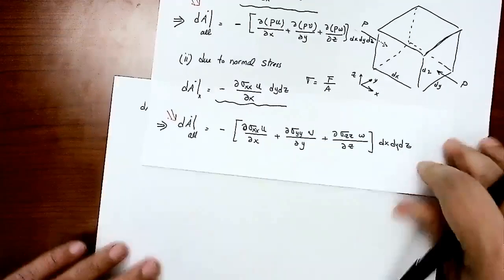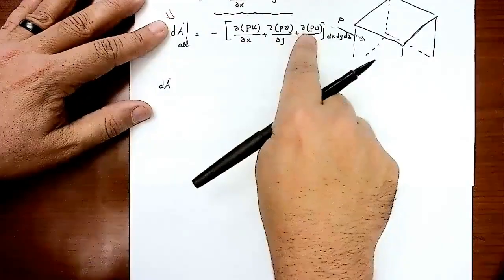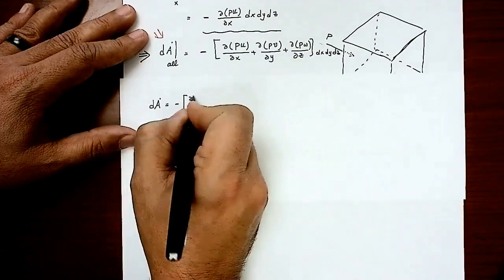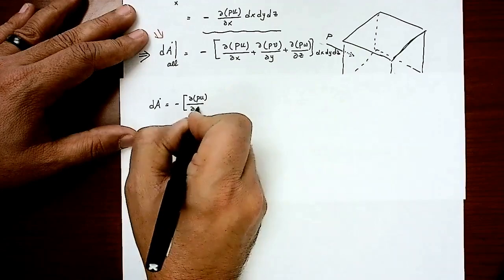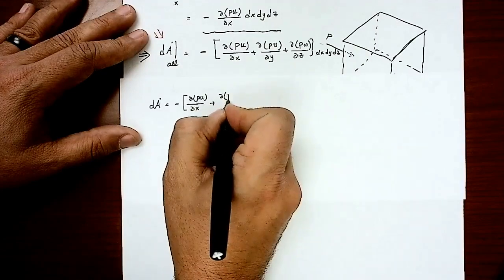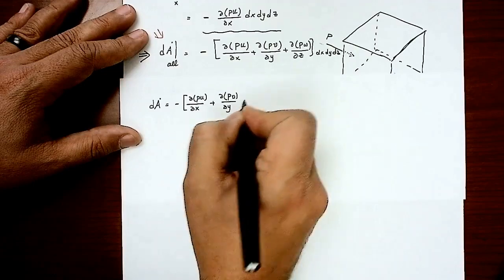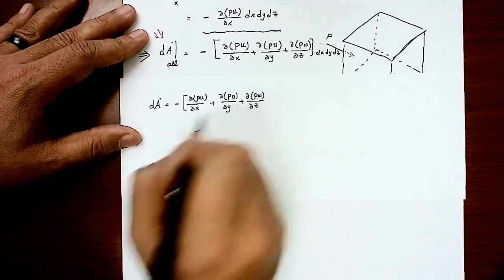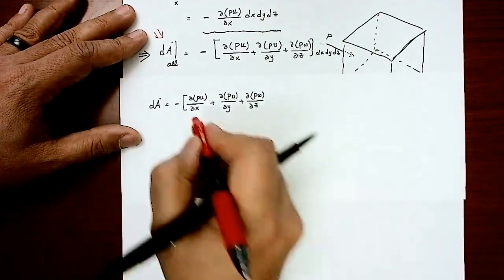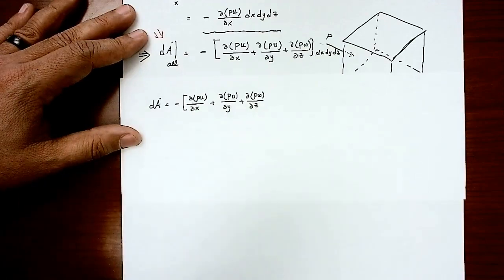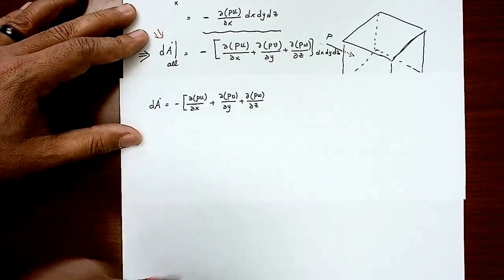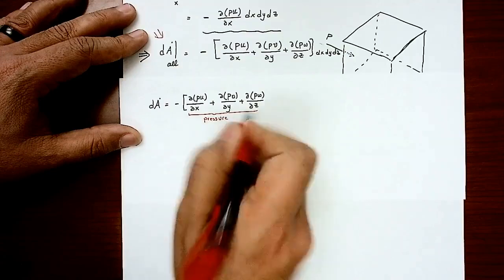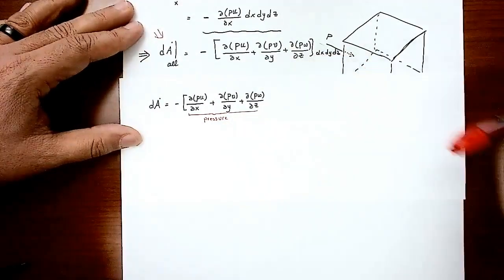I would have these three terms here. So I would have minus partial pu by partial x plus partial pv by partial y plus partial pw by partial z. That's now the work due to pressure. So that term is pressure. I should multiply by dx, dy, dz, but I'm going to keep that term as a common factor for all of them at the end.